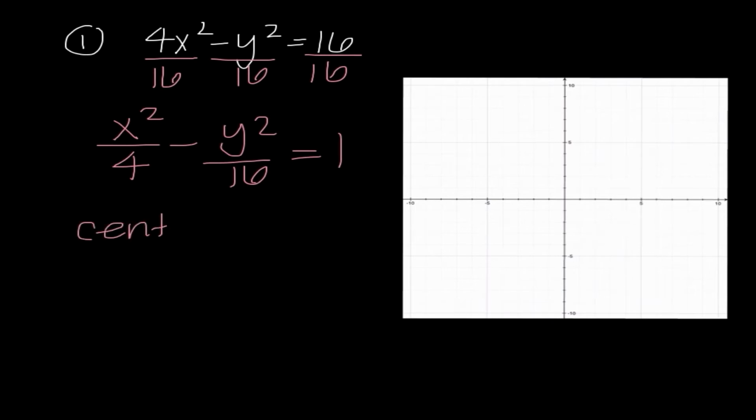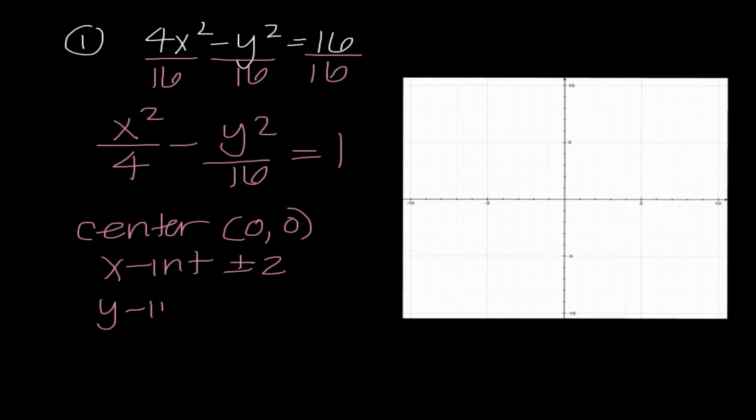So our center here would be (0, 0). My x-intercepts are going to be plus or minus 2, and my y-intercepts are going to be plus or minus 4. So now I'm going to go ahead and graph this, and I'm just warning you guys, this might be kind of rough graphing on here. But I'm going to go to the right 2, to the left 2. I'm going to go up 4, and I'm going to go down 4. And I'm going to go ahead and sketch this rectangular box. So this is what I was talking about. And the whole purpose of this box was so I could draw these diagonals.